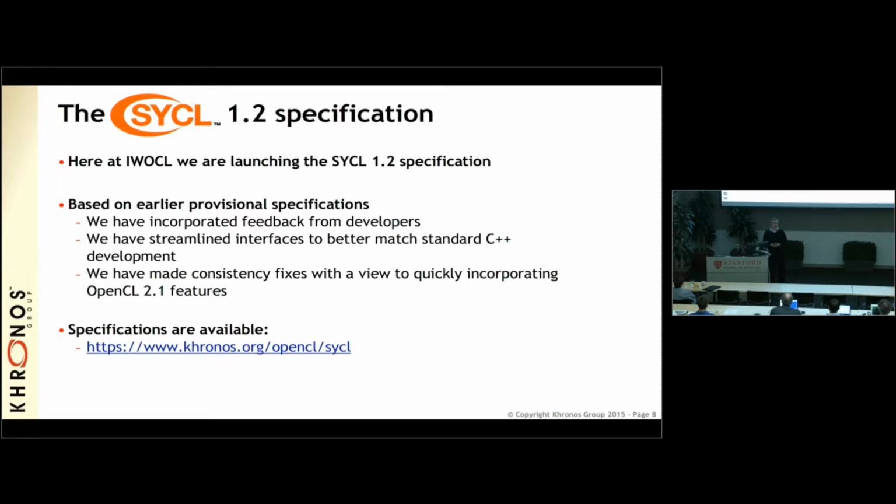We've streamlined a lot of the interfaces to better match C++ idioms where that made sense. And so that should be good for C++ developers trying to get into this, to really naturally convey the way they would program. And we made some consistency fixes with a view to incorporating OpenCL 2.1 features as that moves on, so that we have a stronger plan for the future as we've seen the other specifications evolve, which we've also released provisionally recently. And these specifications are available from the Khronos website.